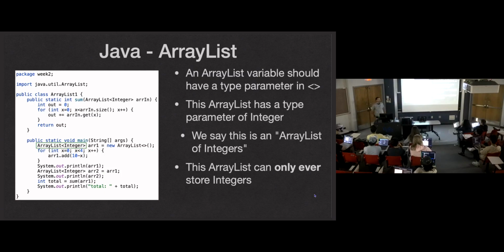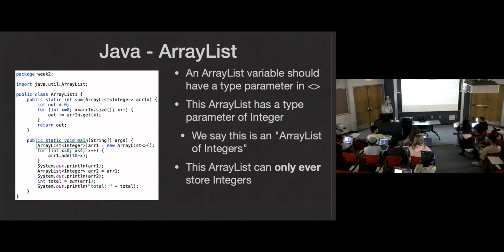So we don't just create an array list, we're creating an array list of integers, which means that this array list can only ever store integers. So we have to specify a type, and we have to stick to that type. So this array list can't store a string. If we try to add a string to this array list, we're going to be in trouble. Java's going to complain and not run our code. This can only ever store integers because we're specifying that it's an array list of integers.